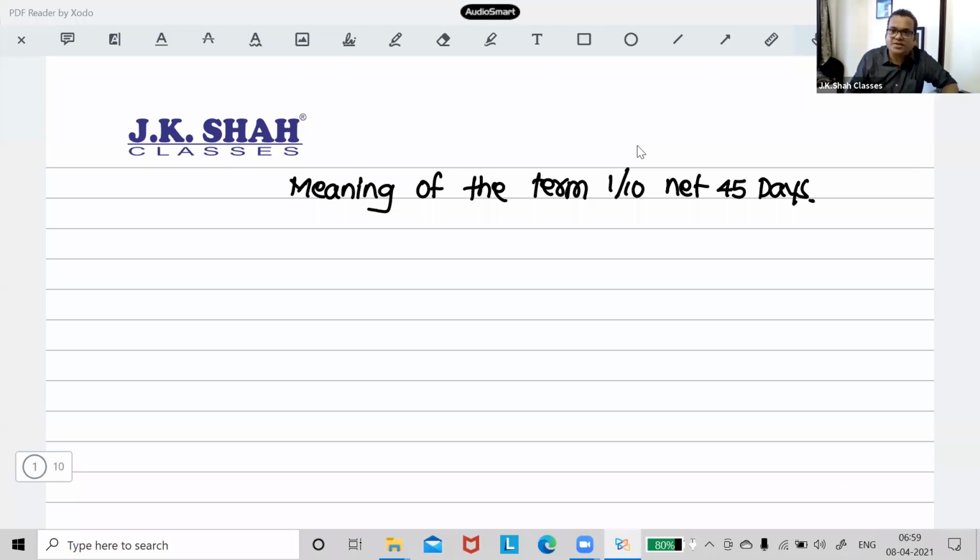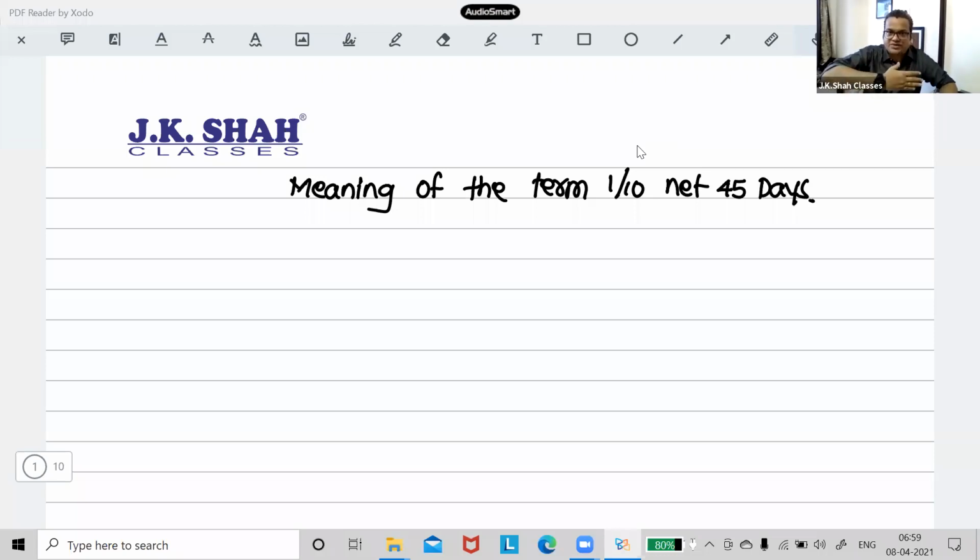So you come and ask me, hi sir, buying goods from you, any scheme? This is how wholesaler and retailer communicate with each other. So I tell you yes, there's the scheme: 1 by 10 net 45. What is that? We need to know, sir, what is 1 by 10 net 45? Very simple. I'm going to allow you 45 days credit period, standard. But if you pay within 10 days, you'll get 1% discount.